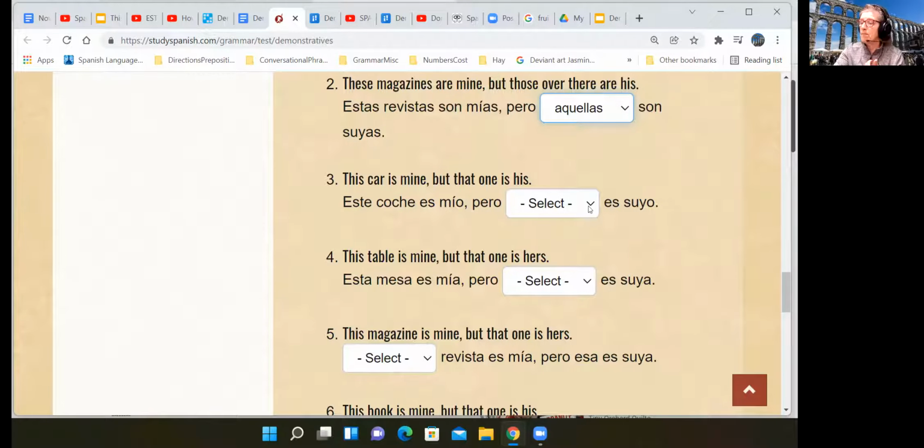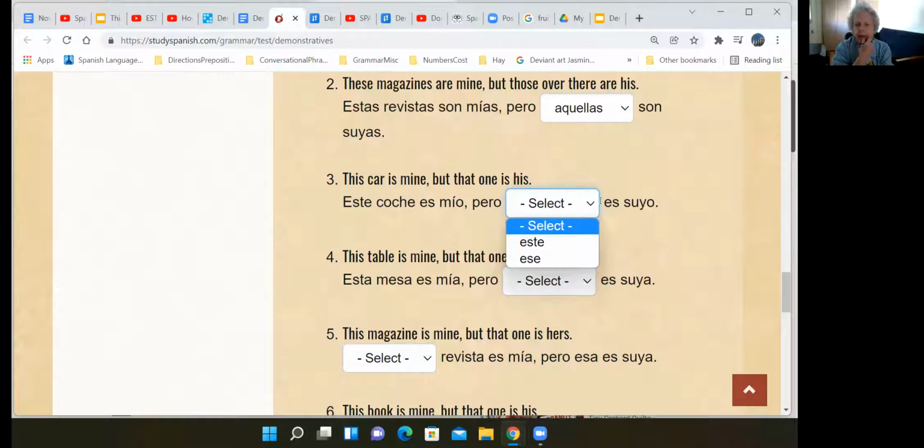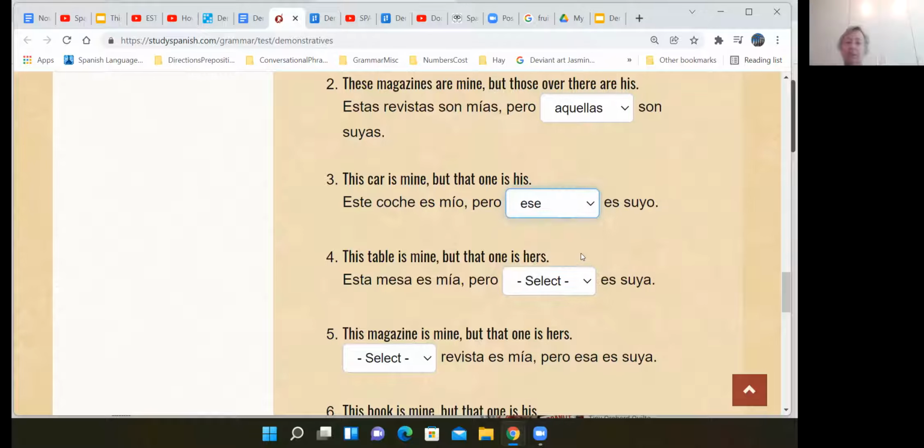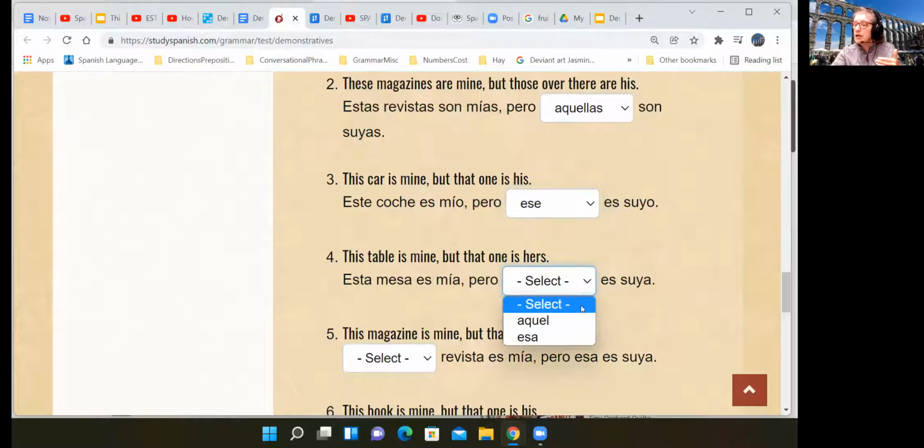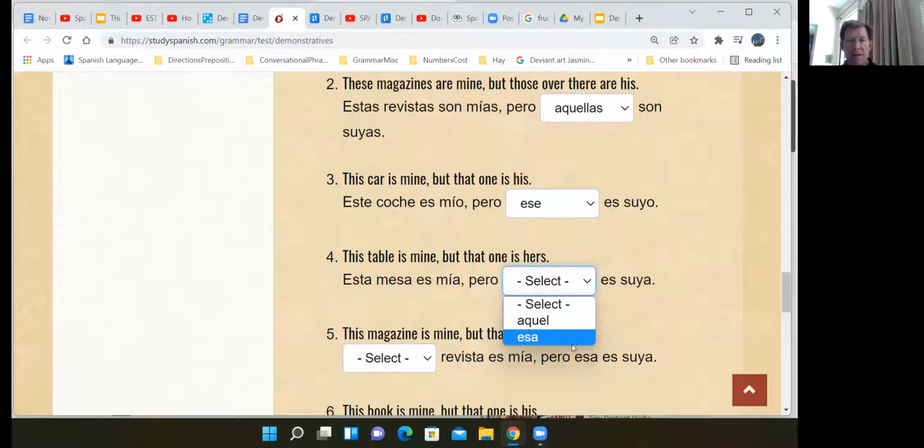This car is mine, but that one is his: este coche es mío, pero ese es suyo. That and those, no T's. So that one is ese. And notice, ese stands in for coche. I don't need to repeat the word coche. Ese stands in for the whole noun. This table is mine, esta mesa es mía, pero ésa es suya.